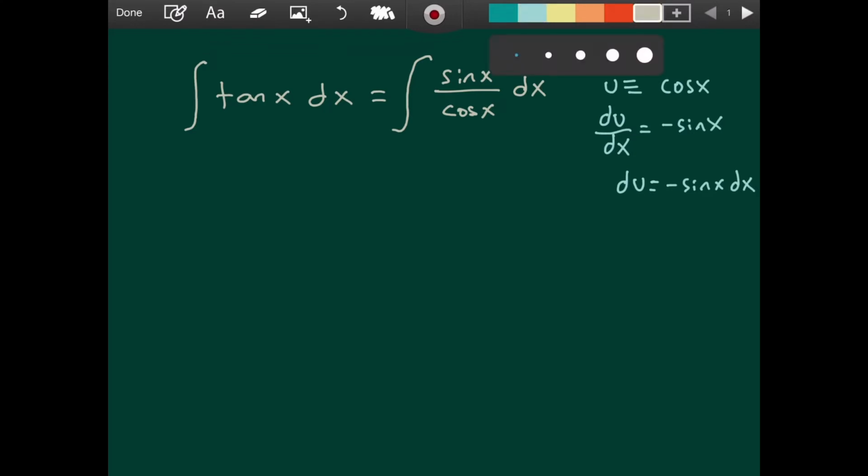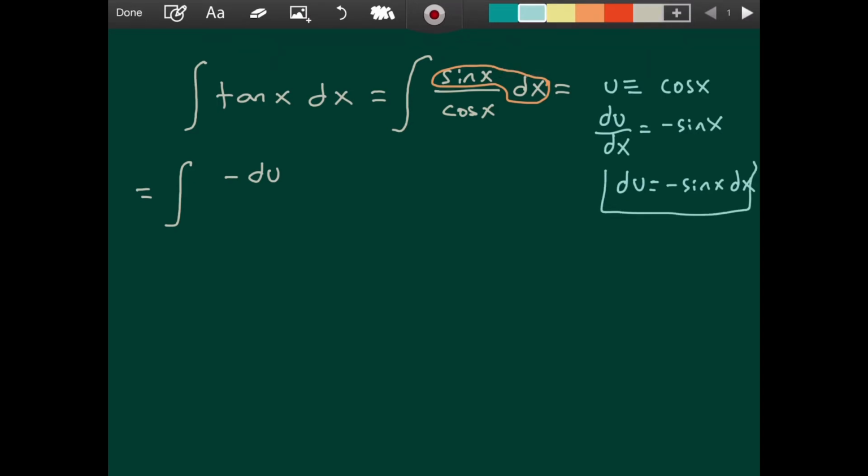Cool. And let's substitute this to our integral, to our antiderivative. So we still have the integral sign, and instead of the denominator, which is sine of x dx, we can substitute negative du. Because we just showed here that du is equal to negative sine of x dx. So if we multiply it by a negative, we get the denominator. And this was divided by cosine of x, which we defined to be u. Cool. So now we have this integral.